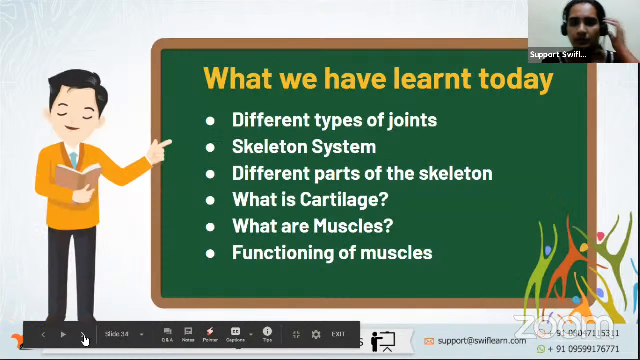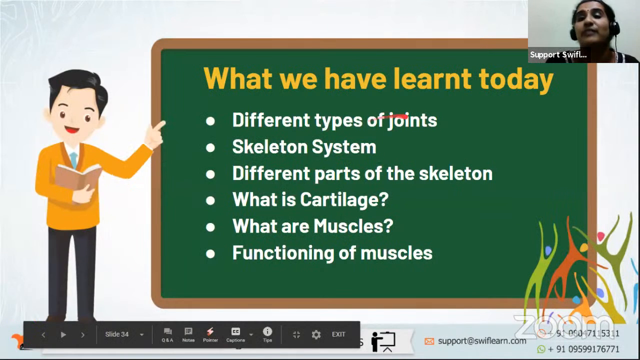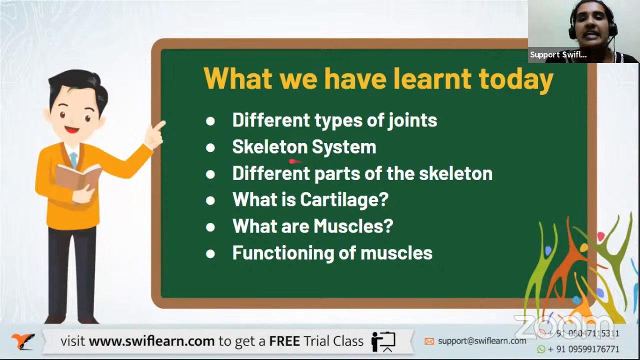It's clear for you, no? So what have we learned today? Different types of joints. Do you remember which are the different types of joints? The first one, ball and socket joint. Where do we see that? Shoulder, hip. Very good. The second one, pivotal joint. Where do we see it? Neck and head. Then we studied the hinge joint. Where do we see it? The elbow and the knees.